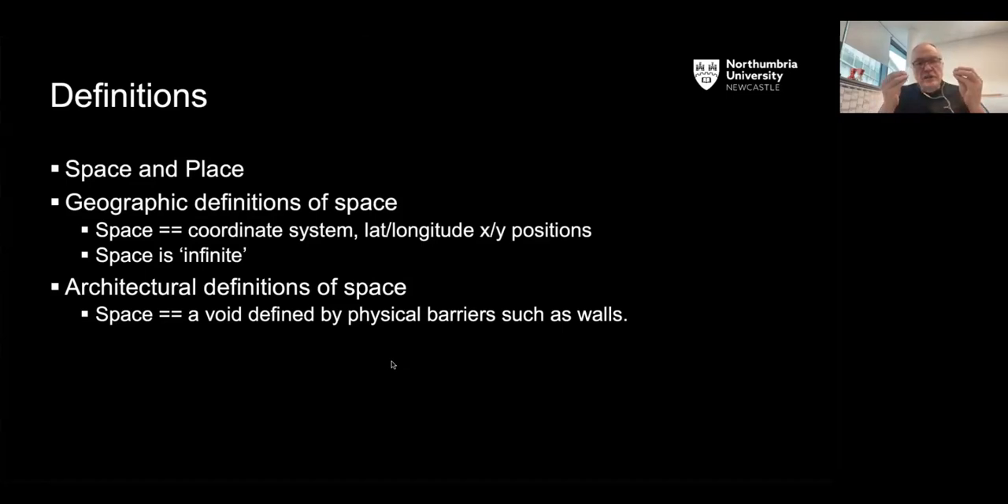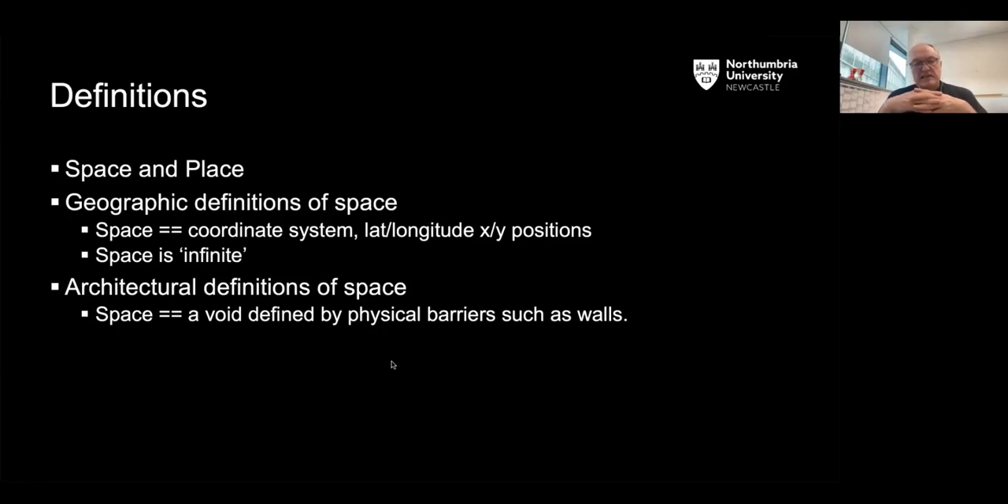When geographers talk about space, they actually mean space as a coordinate system. So a longitude and a latitude, or an X and a Y position. For them, space is infinite. It's infinitely divisible. There are no limits, just like there are no limits to the size of a number, because you've got two numbers, or three numbers if you want to include height, that can go off in all dimensions. So they're using a very mathematical definition of space.